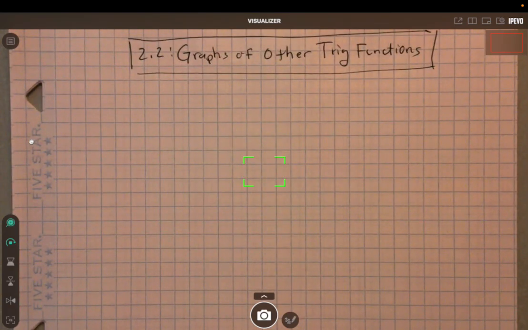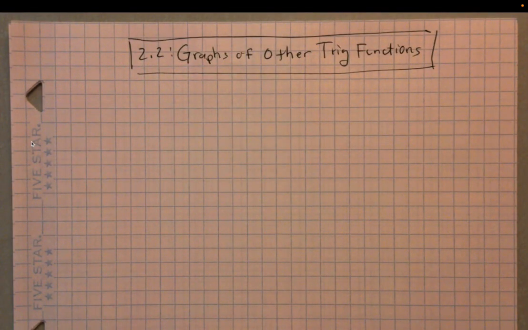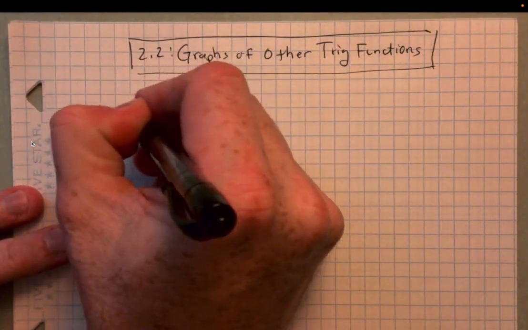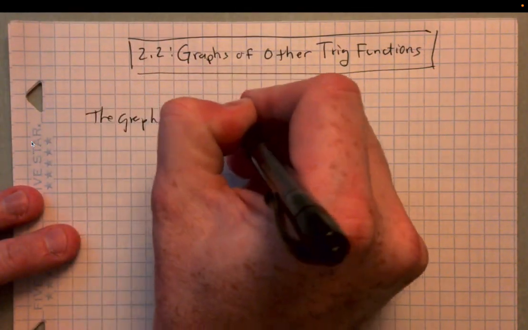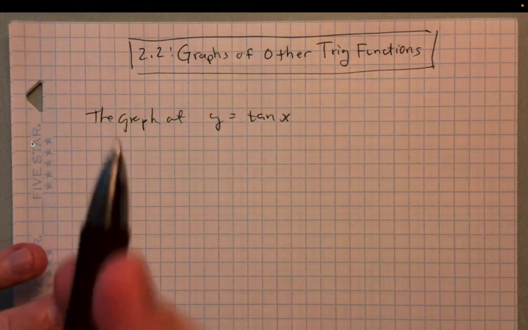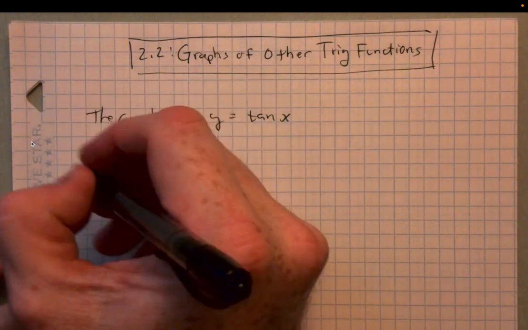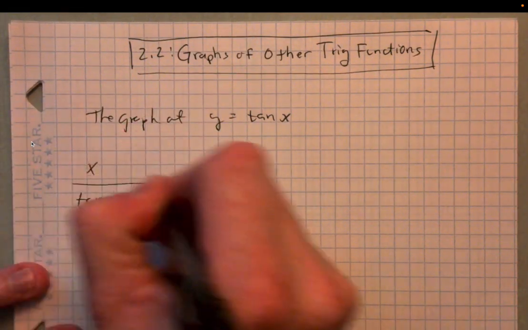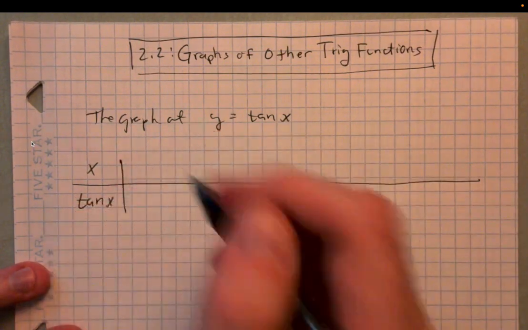Okay, and so let's go ahead and start with the tangent function. So let's start with the graph of y equals tan x. Okay, so just like before, I want to start by plotting some points. So we'll have x and then tan x here. Okay, so let's plot some points.